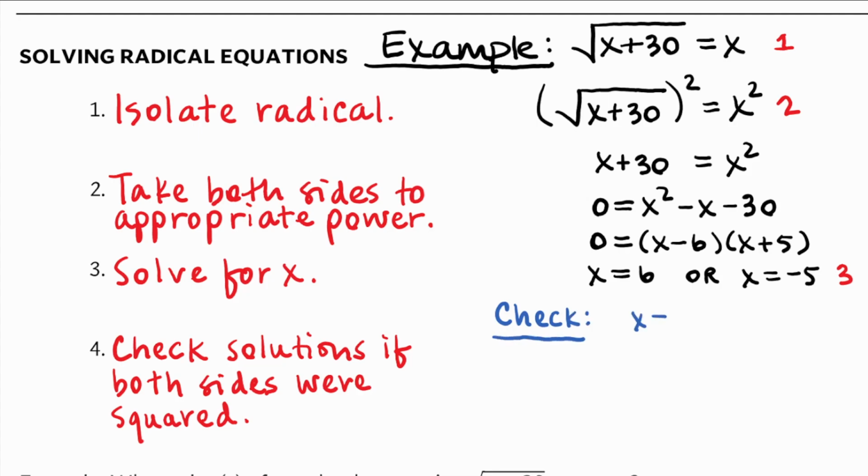But for x equals 6, I'll plug into the equation and say, all right, is the square root of 6 plus 30 equal to x? Yes. Okay, great. But for x equals negative 5, I'm going to plug this in, and I'm going to get the square root of negative 5 plus 30, which is 25, is equal to negative 5. And that's not true, right? Remember last time we said that the square root means the positive square root. So the positive square root of 25, that's not equal to negative 5. This is not true. And so I go and I cross out x equals negative 5.